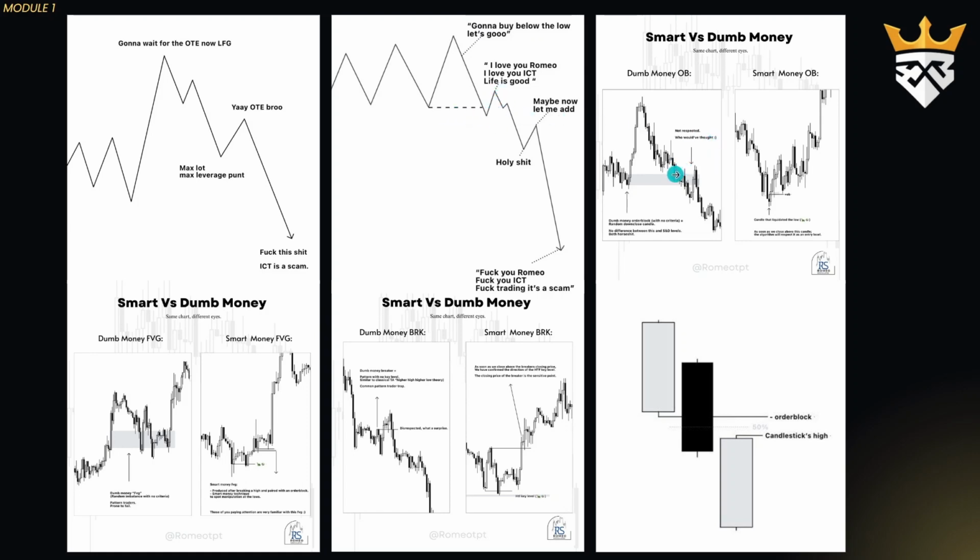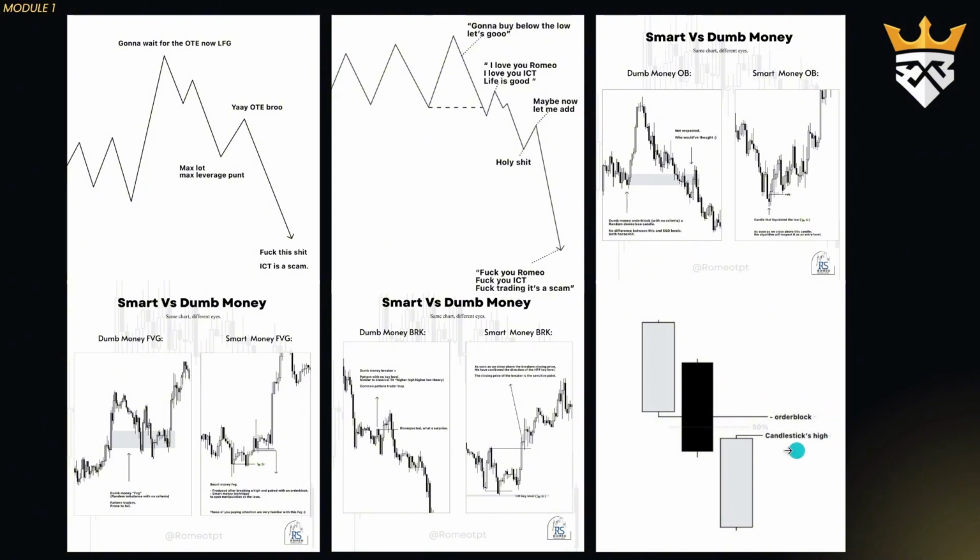Dumb money order block versus smart money order block. Remember, order blocks are only valid if they're post turtle soup. Same with fair value gaps. Don't just mark out random down close candles prior to an expansion, right? Smart money breaker, dumb money breaker. You can see that on Romeo's content. Anyway, another thing, fair value gap.